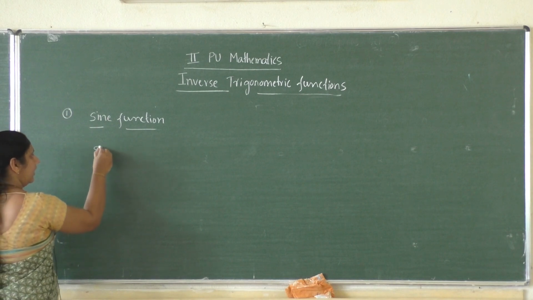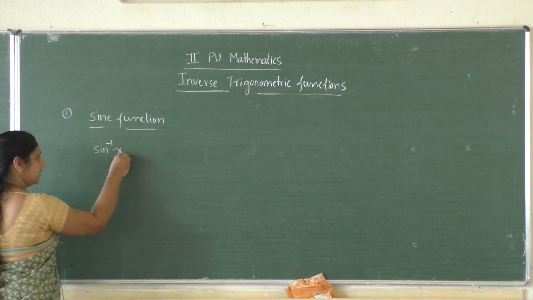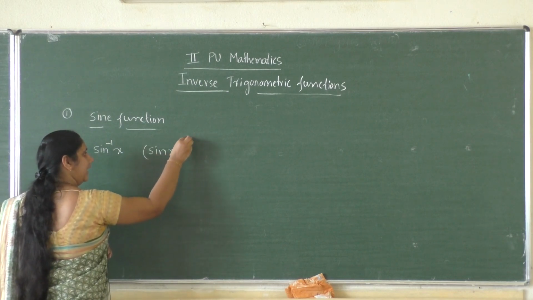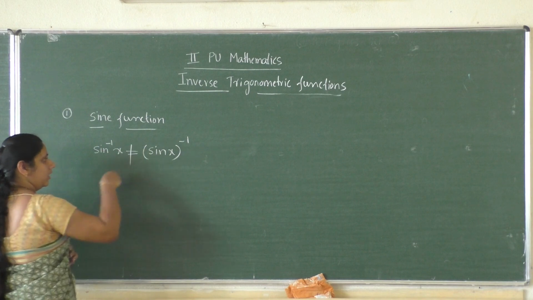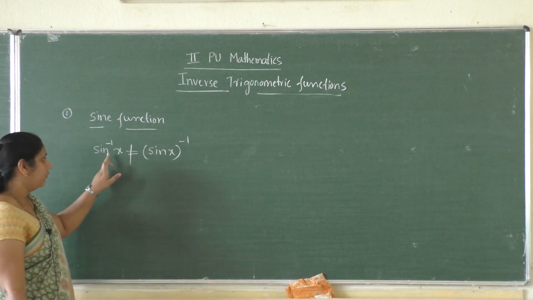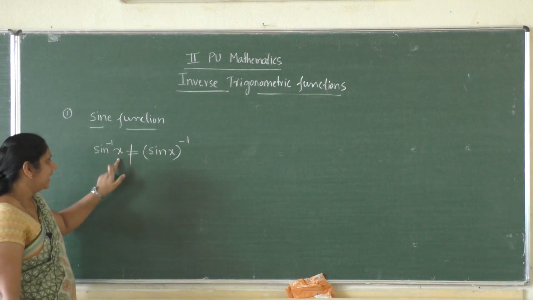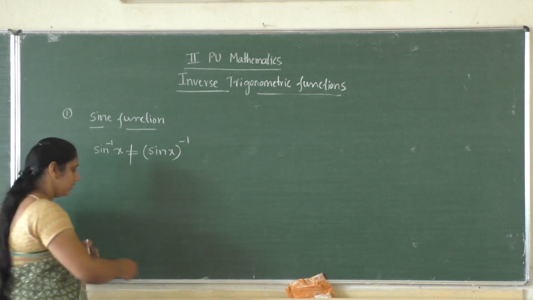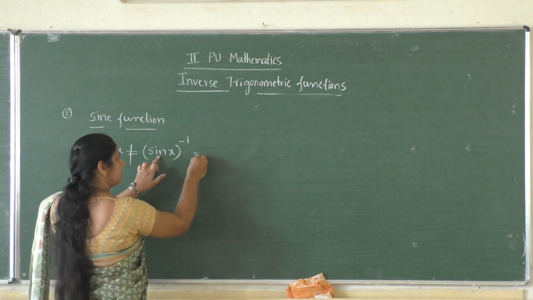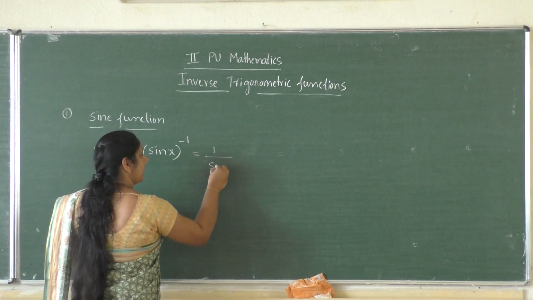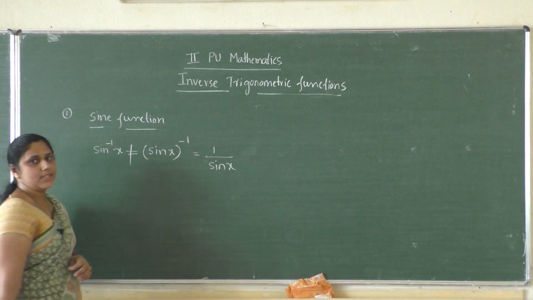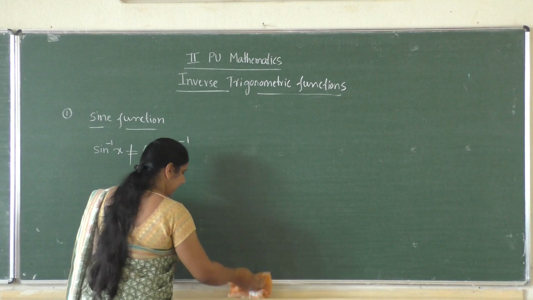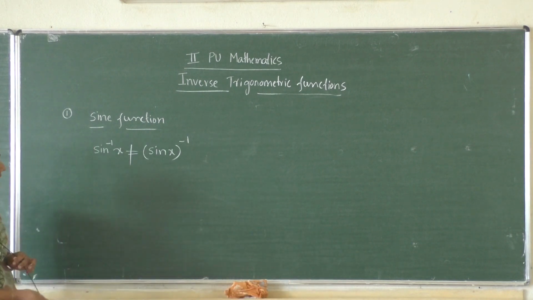One more note: sine inverse x and sine x whole inverse are not equal. So be careful while writing. Sine inverse x is not equal to sine x whole inverse, because sine x whole inverse is 1 by sine x. So they are not the same.